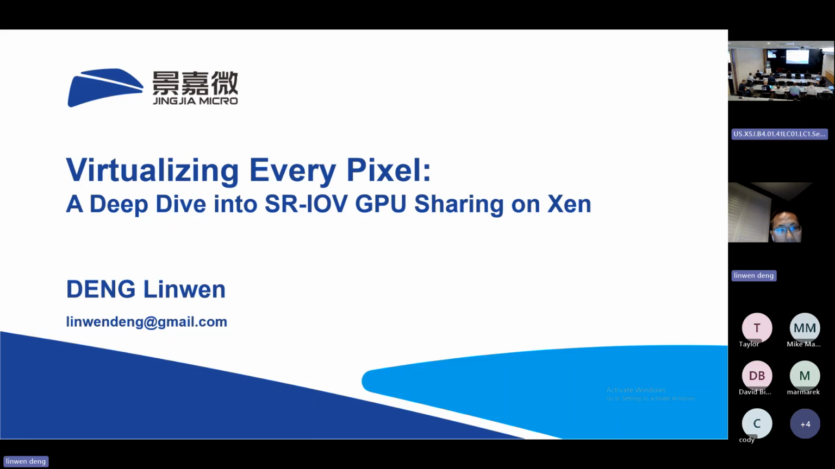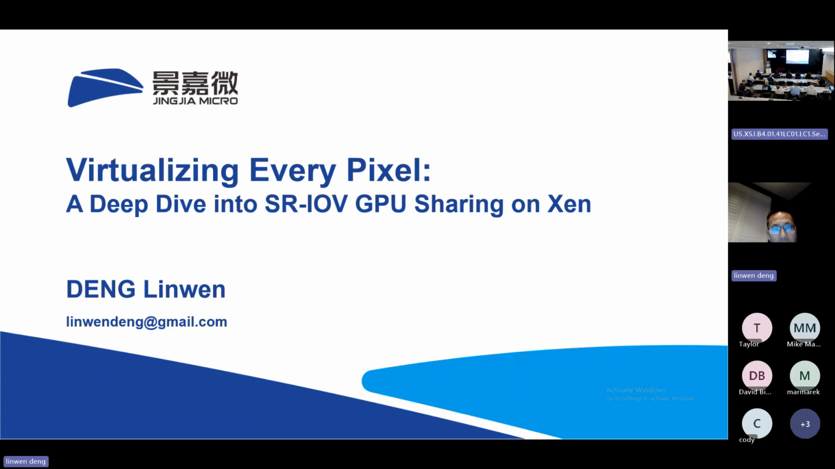We have just heard a great presentation on PCIe pass-through on ARM from Stewart yesterday, which is a fantastic foundation for our discussion. My talk builds on that concept by focusing especially on the GPU design by Jingjia Micro, a China local GPU design.